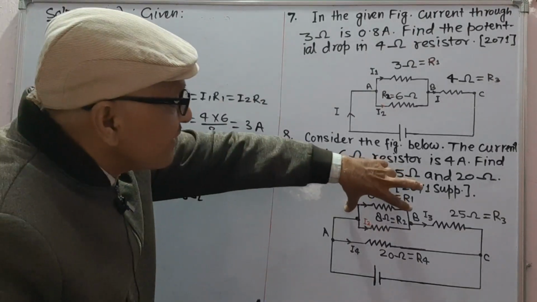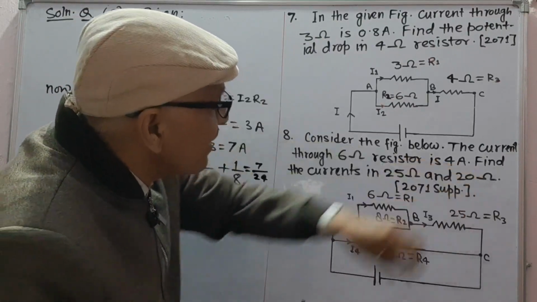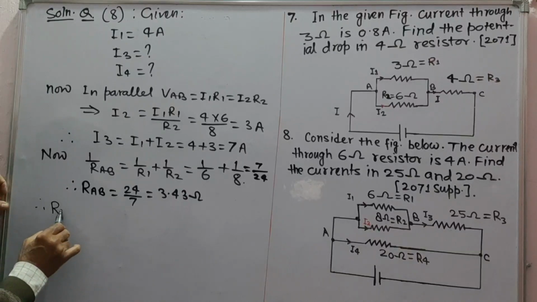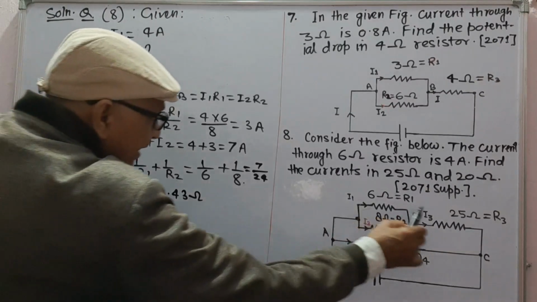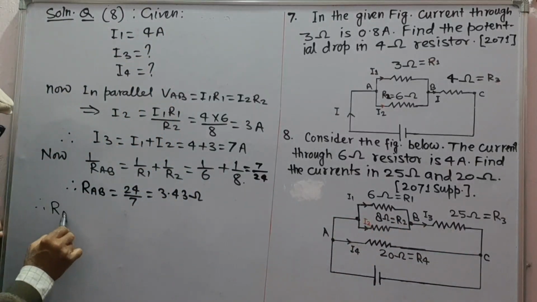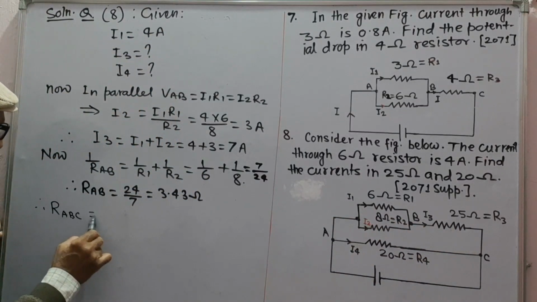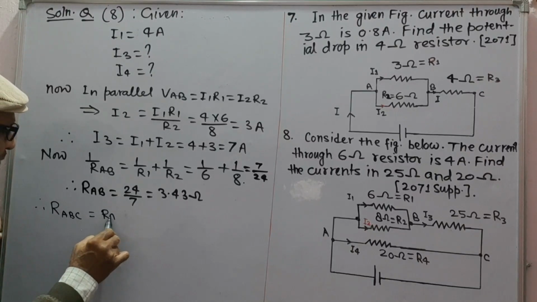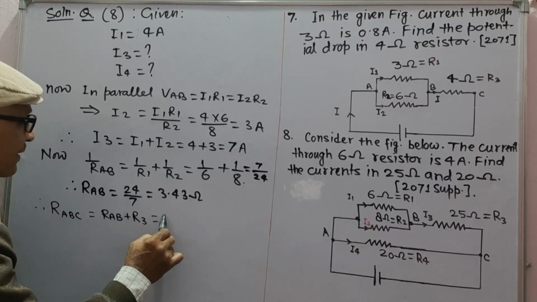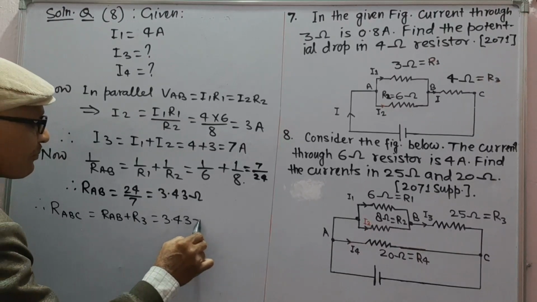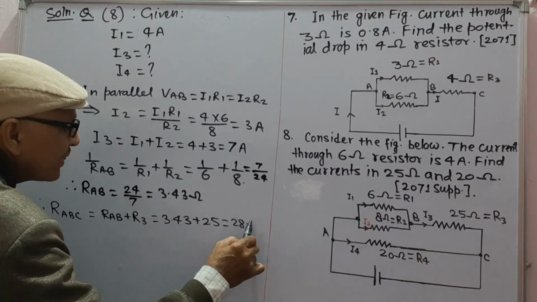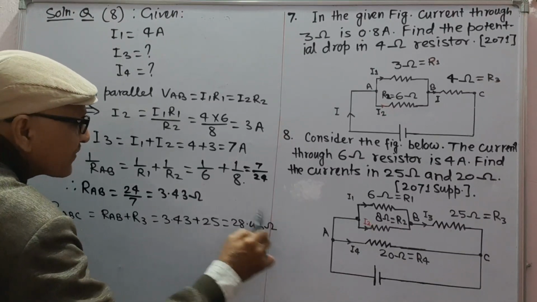Now, this combination is in series with R3. Therefore, resultant resistance between A and C via this path, suppose that is RABC, is equal to RAB plus R3, which is 3.43 plus 25, that is 28.43 ohms.